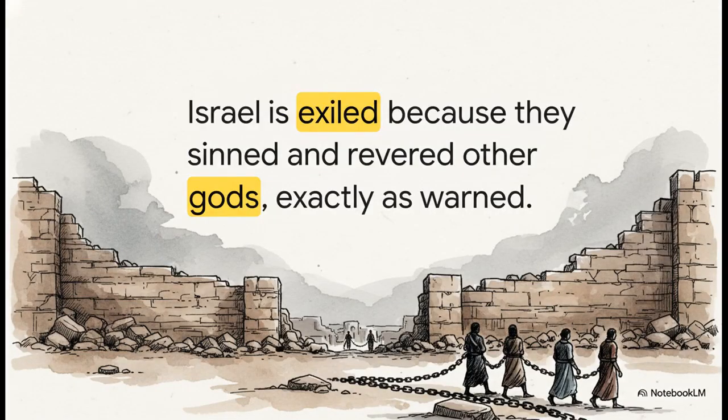But tragically, the warnings are ultimately ignored. The cycle hits its devastating breaking point. As documented in Kings 17, the ultimate consequence arrives. Because the nation continually sinned and revered other gods, they are conquered and exiled. Those terrifying curses we saw outlined earlier in Leviticus and Deuteronomy, they finally manifest in a total national collapse. The cycle has seemingly ended in pure destruction.